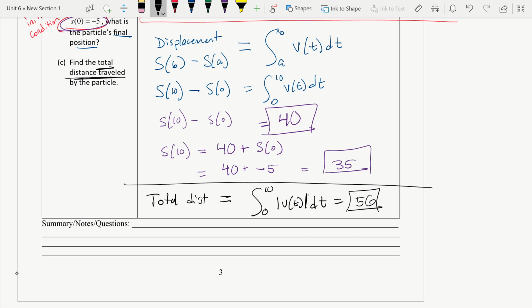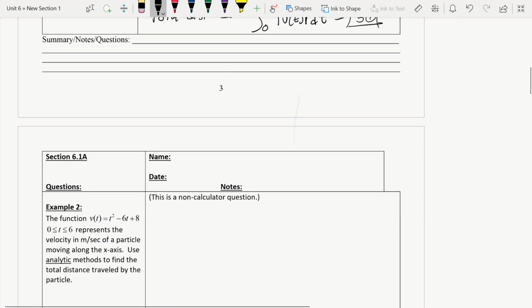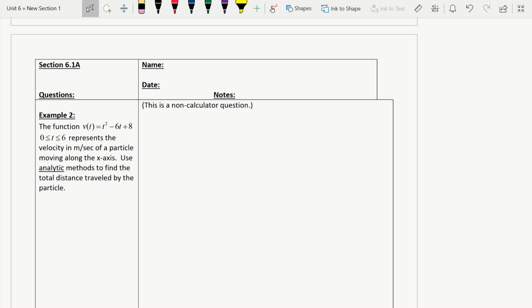So all's well and good here, especially because we did not have to actually find those areas, right? They were just given to us. In the next problem, it's very similar, but we're going to make you do a little more work.